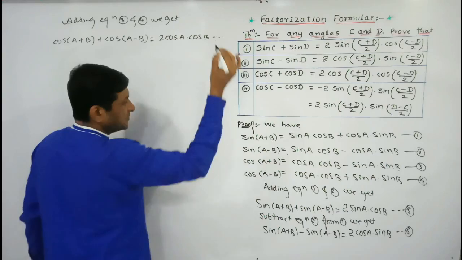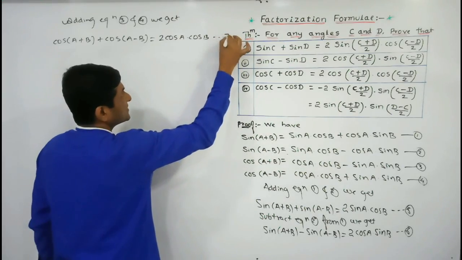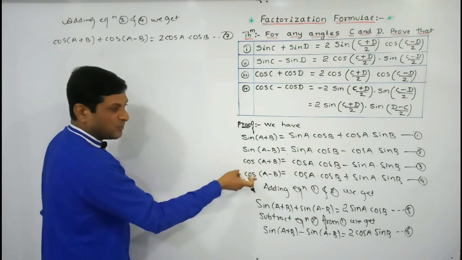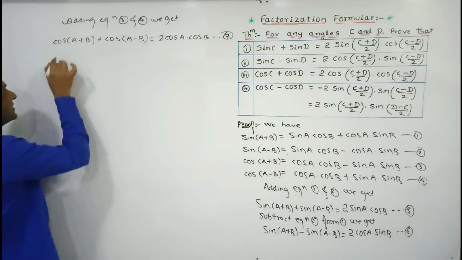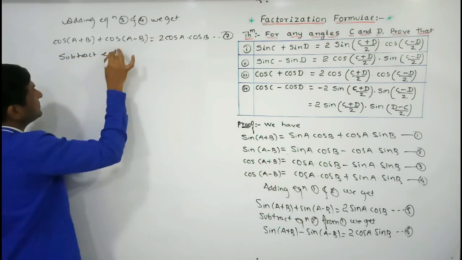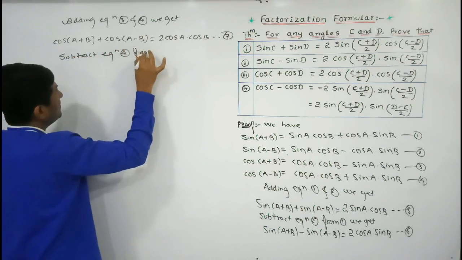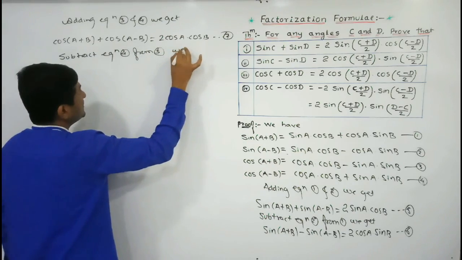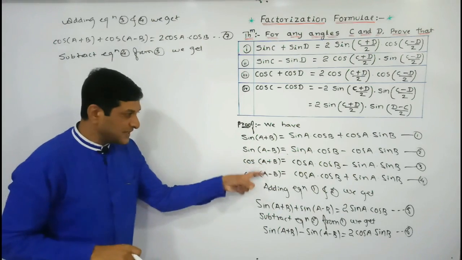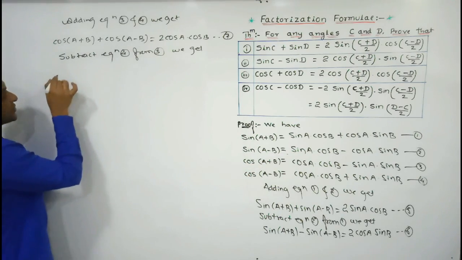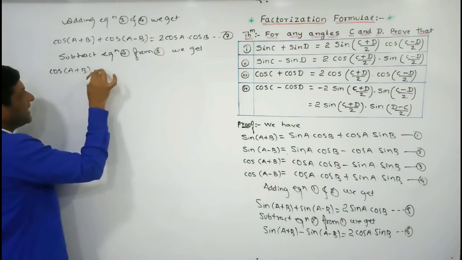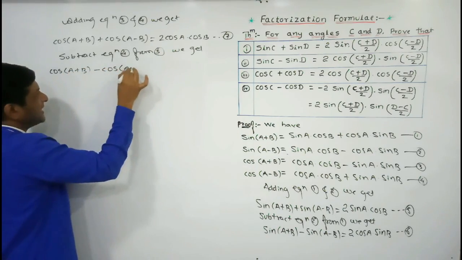Let us denote this new equation by equation number 7. Now we are subtracting equation 4 from equation 3. Let us see what we will get after taking this subtraction. On this side, we will get cos(A+B) minus cos(A-B).